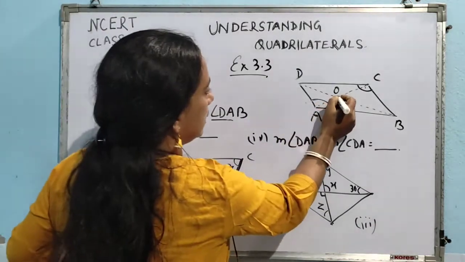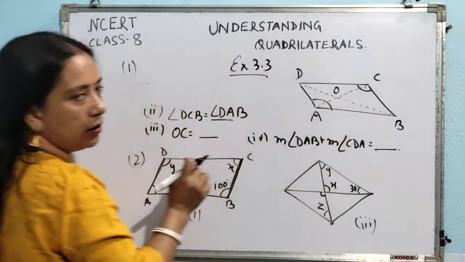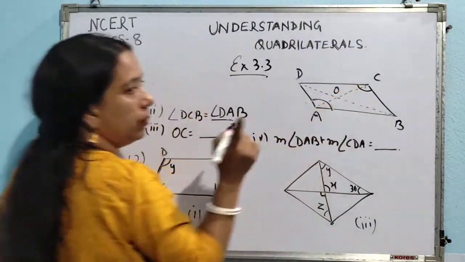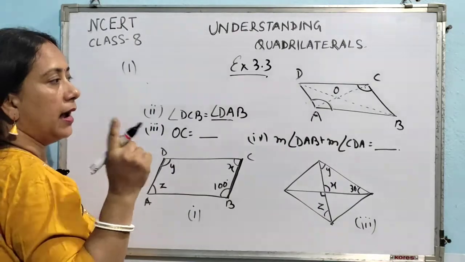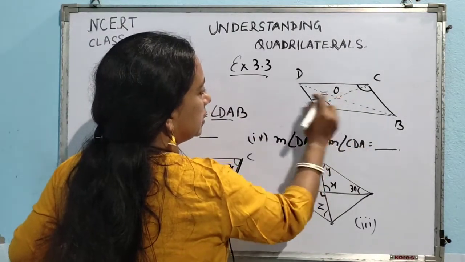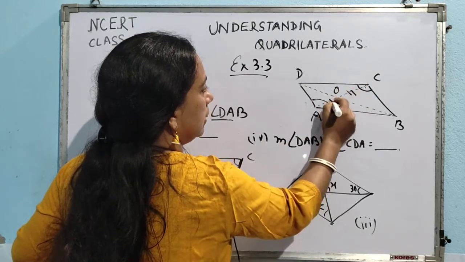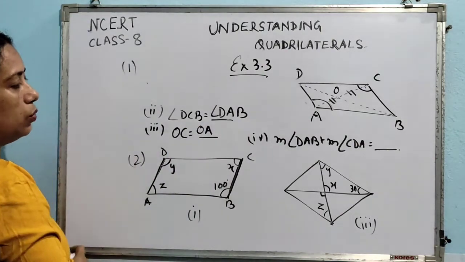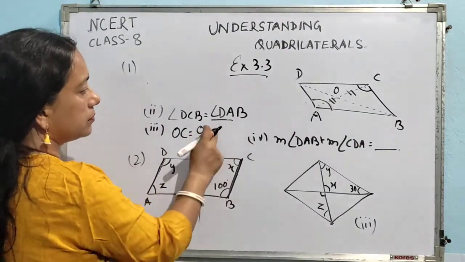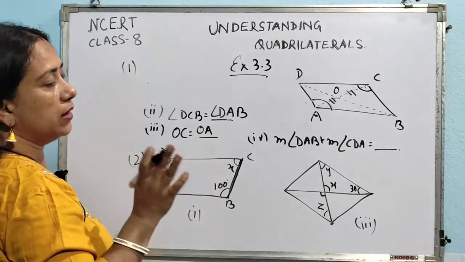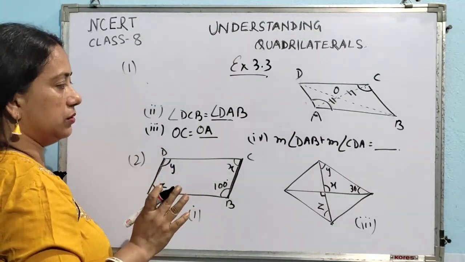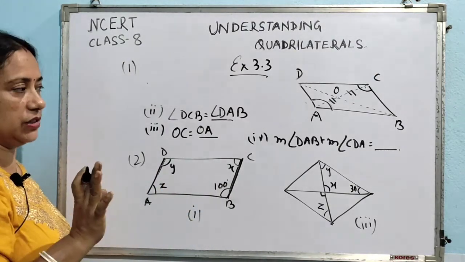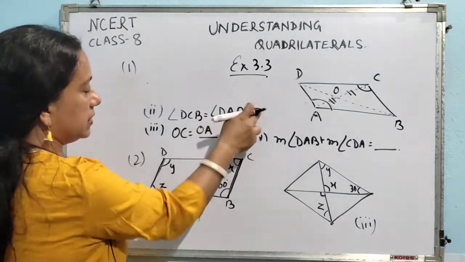Now OC, see this OC, it is a part of the diagonal AC. Now what we know about the diagonals of a parallelogram, that the diagonals bisect each other. So definitely BD is going to bisect AC. So OC will be equal to OA. So what will be the reason? Since diagonals of a parallelogram bisect each other. This much will do. Okay, you have to write it in bracket.